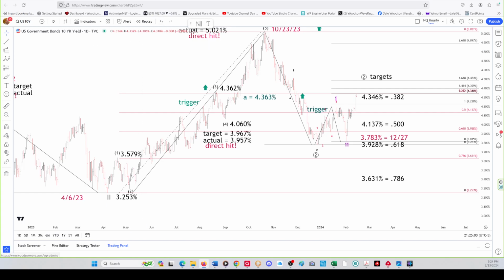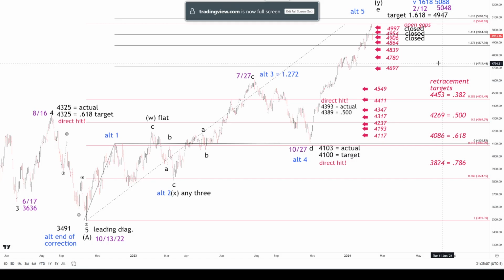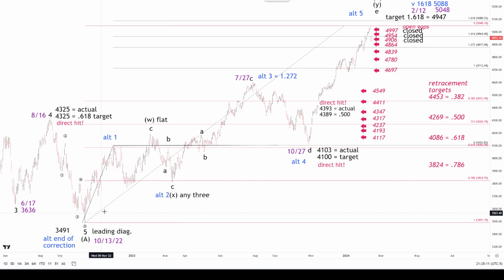Okay, let's get into the S&P 500. Let me make this full screen because there's a lot going on in this chart. If you look at the blue wave count here, we've got a 1 up, a 2 down, 3 up, a 4 down, 5 up. There were our targets there. Came pretty darn close. I wouldn't call that a direct hit, but good enough.